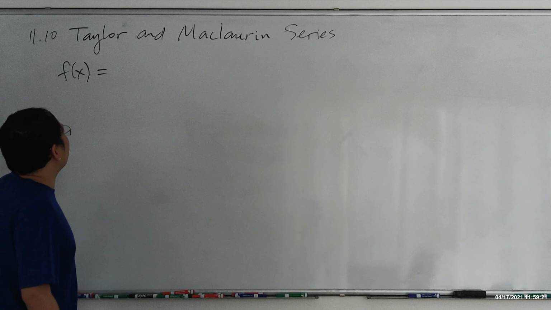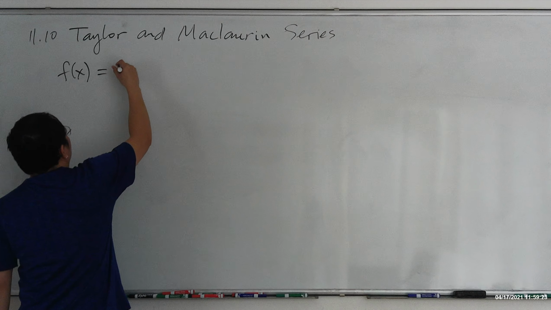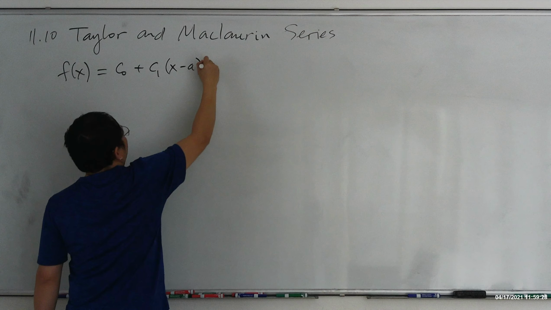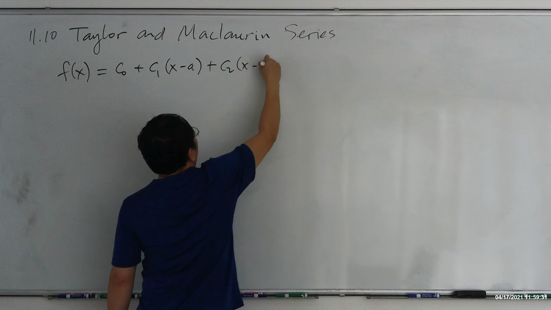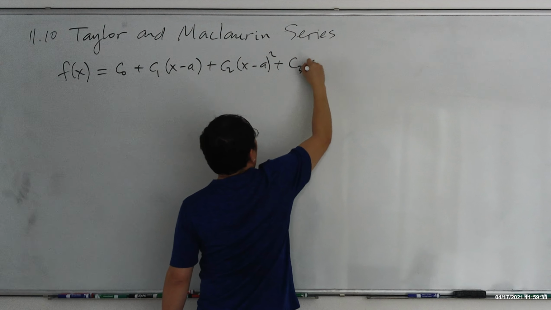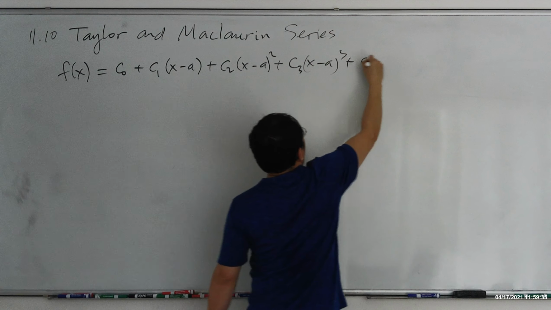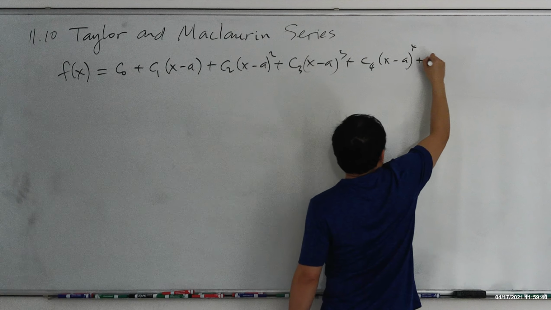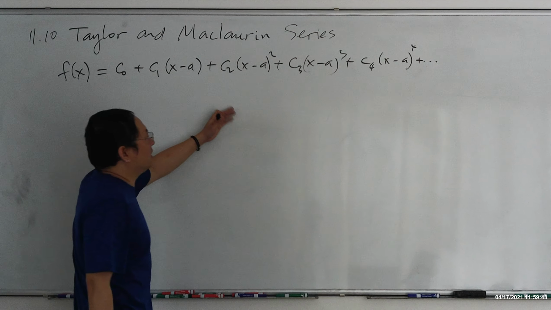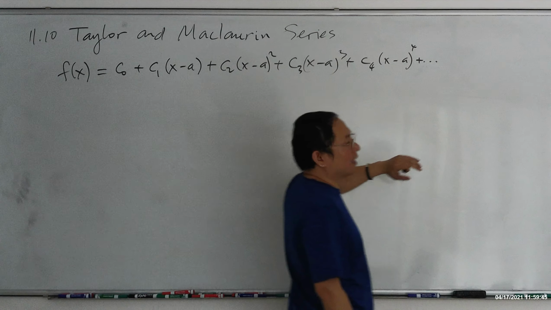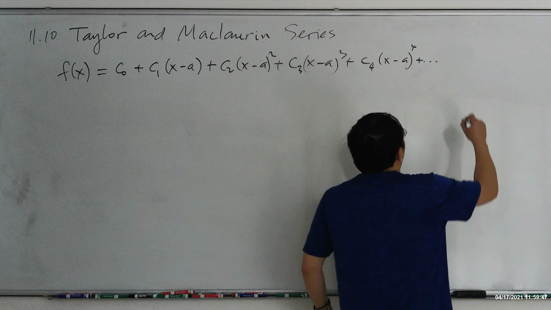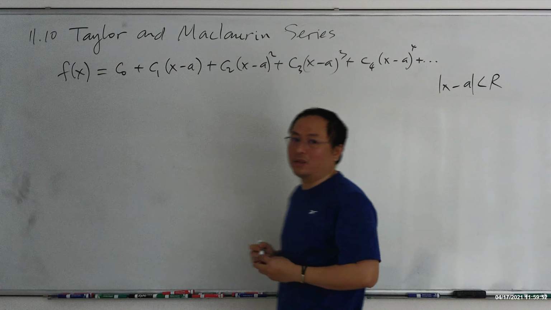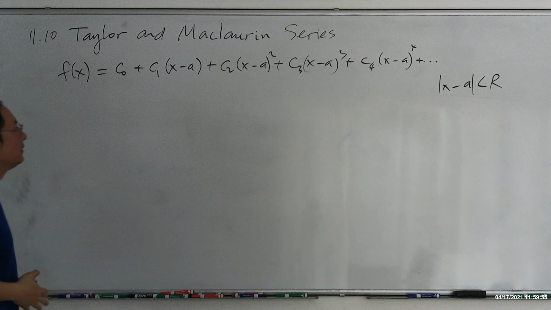So assuming I have a function f of x that can be represented as a power series, say c0 plus c1 times x minus a plus c2 times x minus a squared plus c3 times x minus a cubed plus c4 times x minus a to the 4th, and so on. So you see this is the power series centered at a, right? And say the radius of convergence is r, so absolute value of x minus a is less than r. Could be equal at the endpoint, but I'm going to make it that way first.